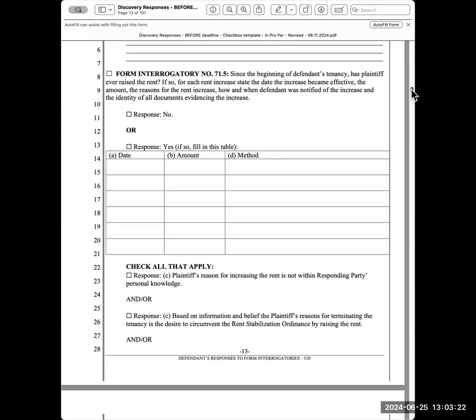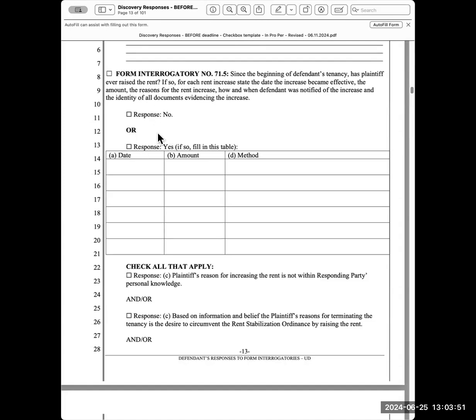Interrogatory 71.5. Since the beginning of defendant's tenancy, has plaintiff ever raised the rent? If so, for each rent increase, state the date the increase became effective, the amount, the reasons for the rent increase, how and when defendant was notified of the increase, and the identity of all documents evidencing the increase. This is a question that both parties can respond to. If there was no rent increase while you lived there, just check here and move on to the next question.